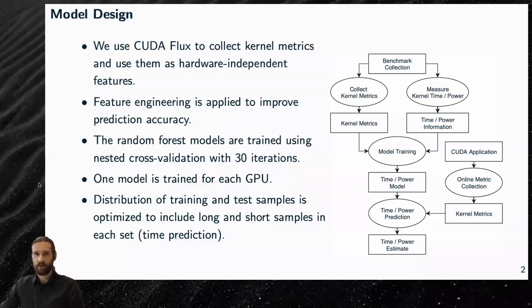And we do this with a nested cross-validation with 30 iterations, and we train one model for each GPU. For time prediction, we optimize the distribution of samples in the training and the test set. And this will ensure that long-running and short-running kernels are in each set, which also improves the prediction accuracy.